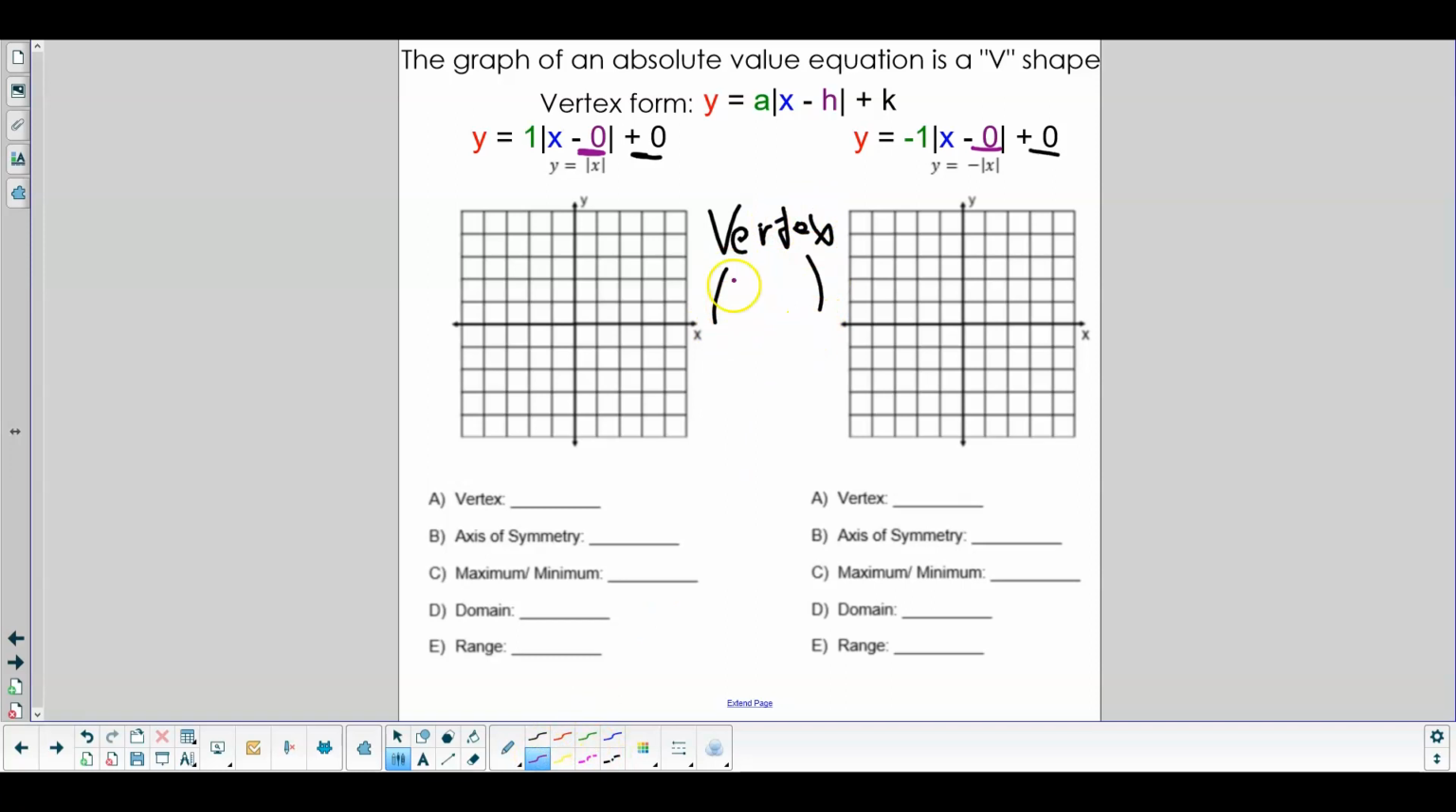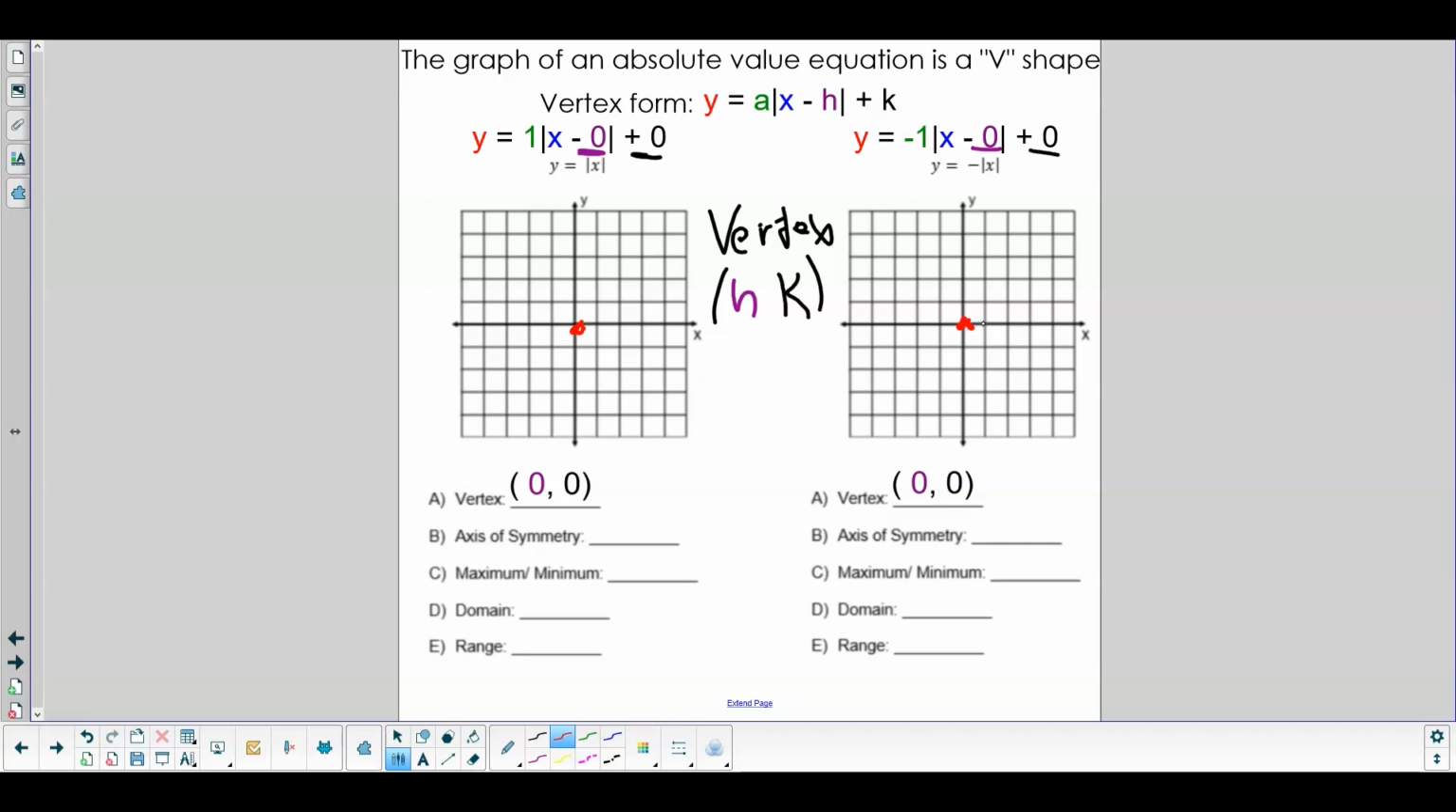And so H is the number inside the absolute value bars. Well, the opposite of that number. And K is going to be that number that's on the right side of the absolute value bars. So for both of these, we're going to have 0, 0, which means that one's going to start at 0, 0 on this graph. This one's going to start at 0, 0 on that graph. You say, okay, well, what's the difference? Remember, the direction that it opens is going to be the difference.